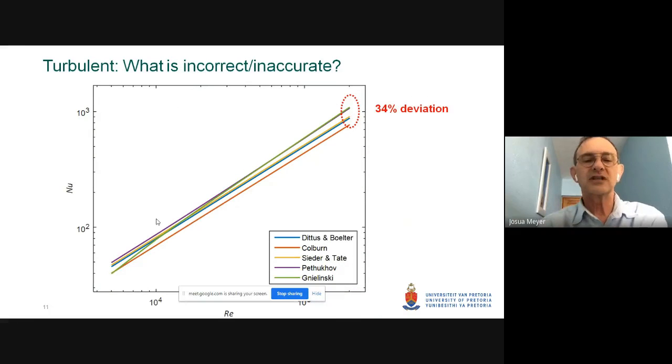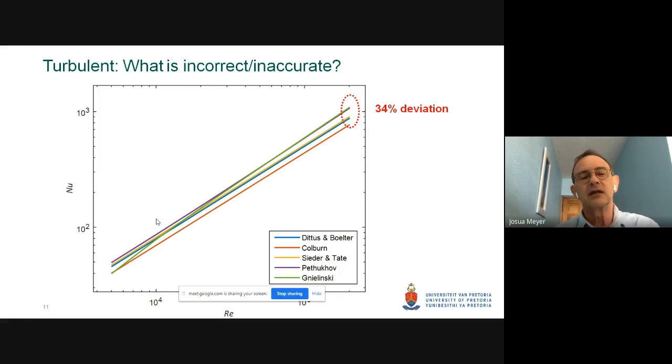Okay, so let's start with some of the basics that we teach all our students. In the turbulent flow regime, we introduce them to the Dittus-Boelter equation, the Colburn equation, the Sieder and Tate, the Petukhov and Gnielinski equations. Now, this was obviously great work that these pioneers did, but the reality is it was done about 70 to 80 years ago. And at that stage, they didn't have the good instrumentation we have today.